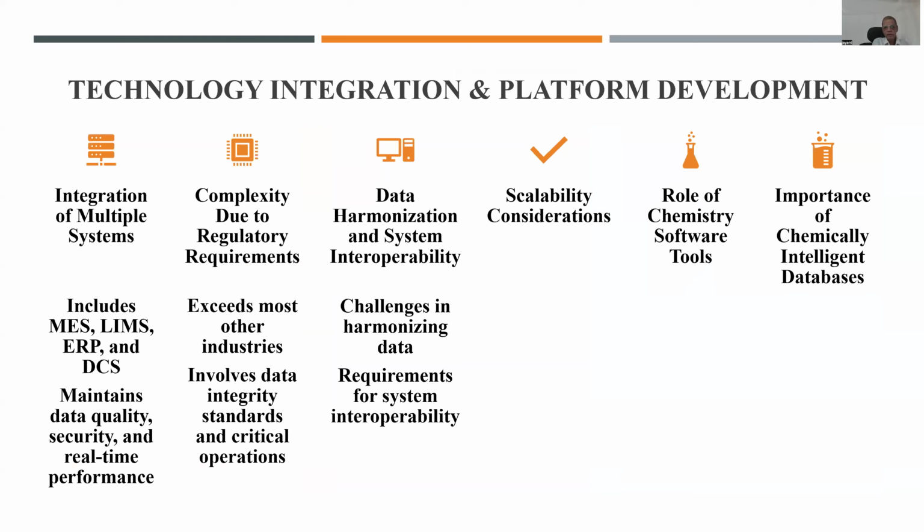Now, looking at technology integration and platform development. Once we know there are a lot of benefits going to come, we have to think about how we can integrate it. We have to think about your MES, that's a manufacturing execution system. You may have a LIMS, that's the laboratory information management system. You may have an ERP system, enterprise resource planning. You may have DCS systems, distributed control systems.